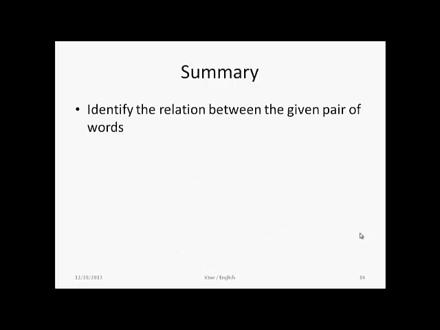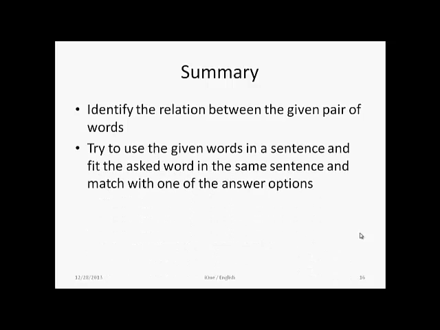So, to summarize what we have seen so far, identify the relation between the given pair of words, try to use the given word in a sentence and fit the asked word in the same sentence and then match with one of the answer options. You need to practice a lot to quickly get speed in establishing a sentence to identify the relation between the given pair of words. You need to work a lot on your vocabulary because only when you know the meaning of the words will you be able to identify a sentence which best expresses its relation to the other.